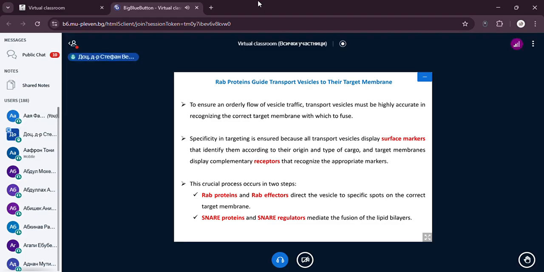To ensure the orderly flow of vesicles in the cell, these vesicles must be accurately recognized and directed towards their specific target membranes with which they will fuse to deliver what they transport. This specific guidance of the vesicle and recognition and interaction between the vesicle and the target structure is achieved with the help of special surface markers, receptors present both in the membrane of the vesicle and in the target membrane of the target structure.